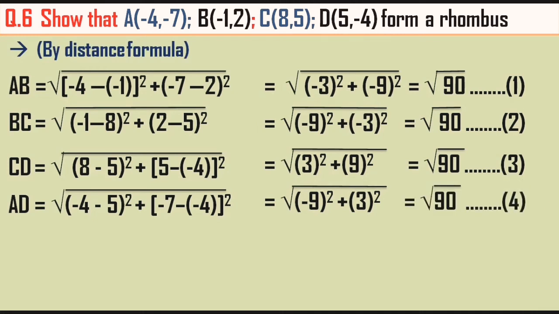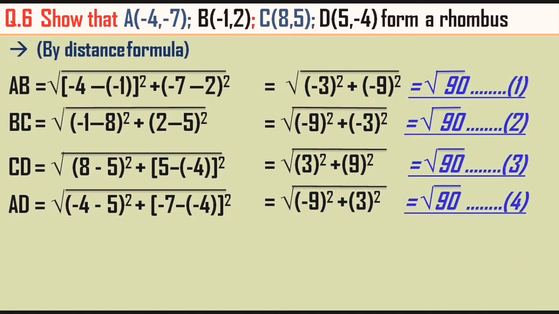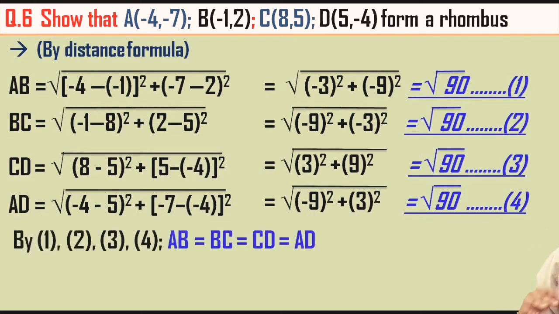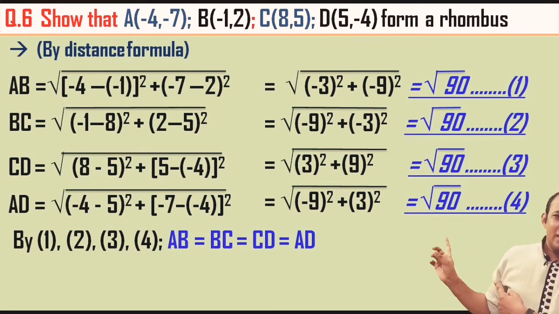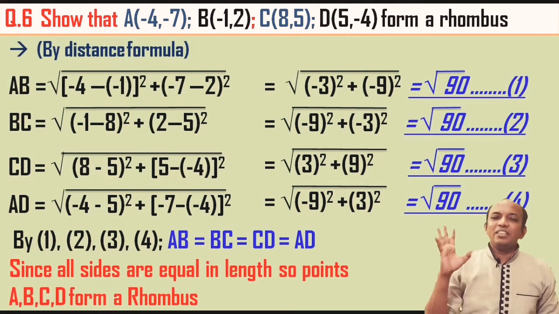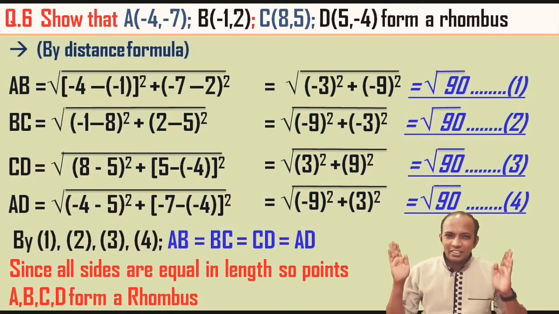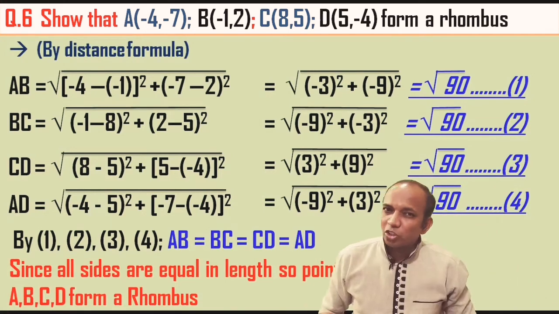Now observe all these 4, all are root 90, isn't it? Right. So by 1, 2, 3, 4, I can say AB equal to BC equal to CD equal to AD, right? Since all sides are equal in measure, yes, we can say ABCD is a rhombus. Isn't it easy? Yes. So boys and girls, this is the 7th question on the board.